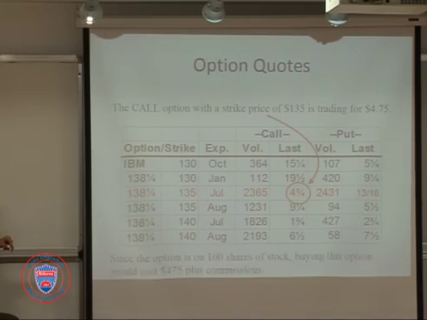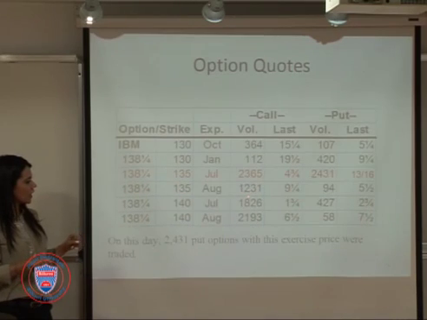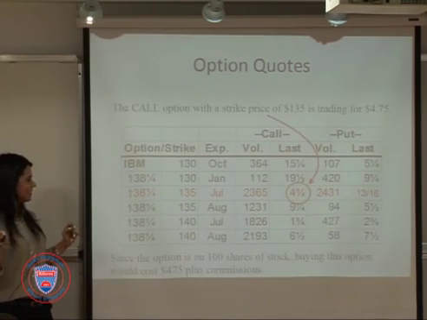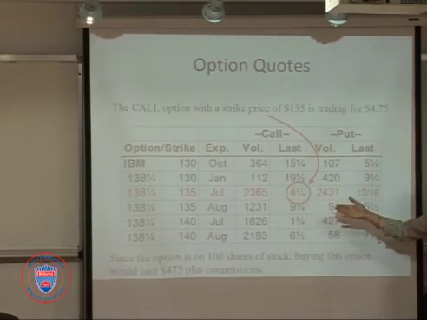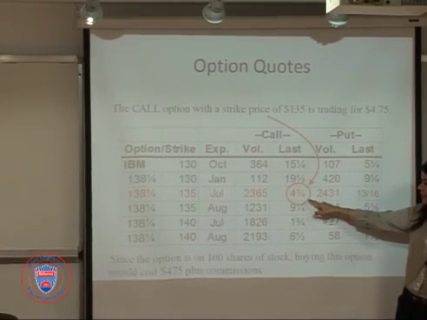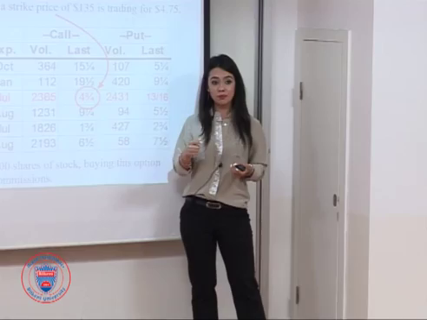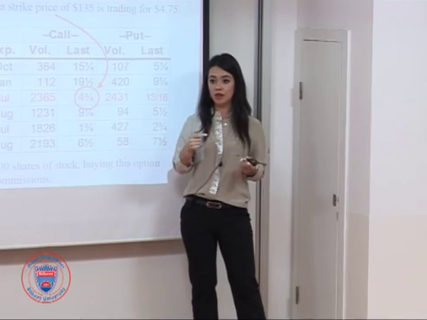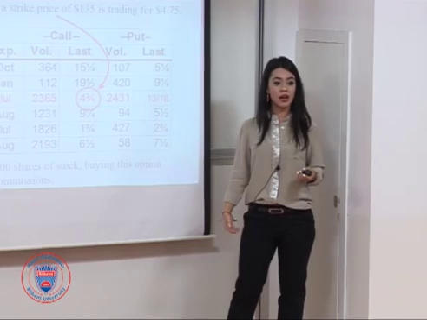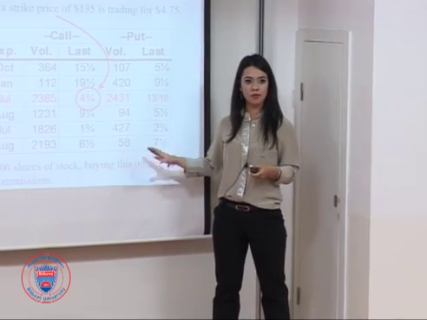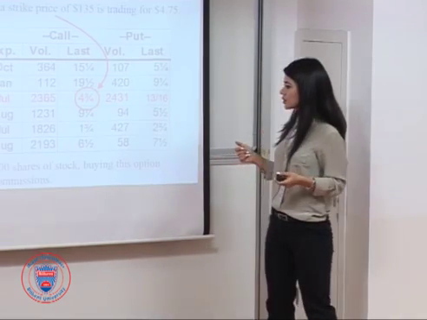And what else do we have? We have 2,300 call options traded that day. The price is 475, 475 for each option, but you're buying 100 shares, so you have to multiply by 100. So you're spending $475 plus some commissions to buy this option from the Chicago Options Board.